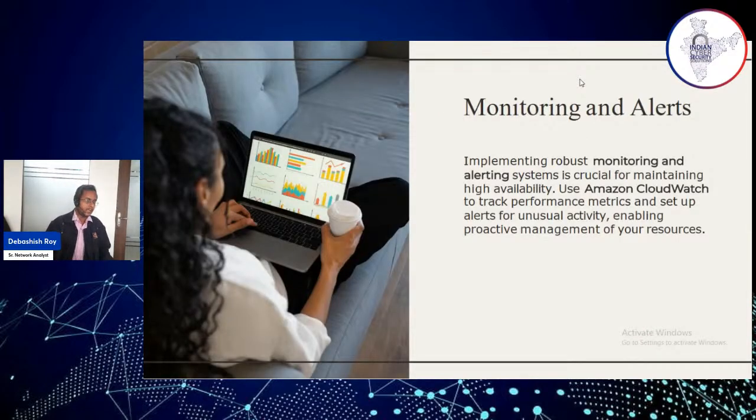Again, monitoring and alerts play a very crucial role in this cloud environment. You have to implement a robust monitoring and alerting system like Amazon CloudWatch to track the performance metrics and set up alerts for unusual activity, because the cloud server may always fail. So you have to realize the warnings. You have to analyze the warnings and logs to, say, forecast the health of your cloud server, enabling proactive management of your resources.